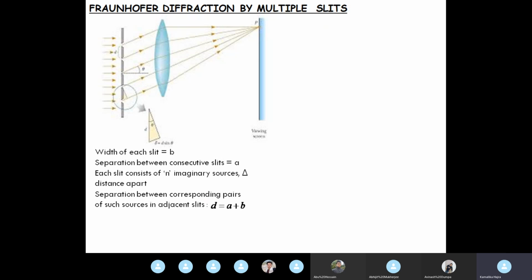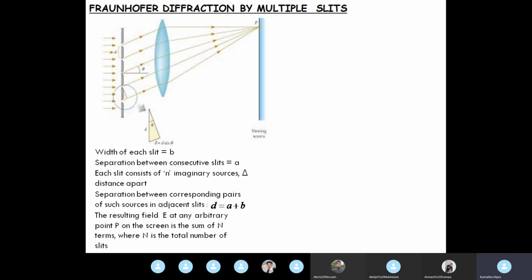Now, separation between corresponding pairs of such sources in adjacent slits is given by D equal to A plus B. I explained this to you explicitly in the double slit discussion, where we saw that if we take a corresponding pair of such points in the two slits, then the separation between those two is given by D, which is equal to A plus B. So even in this case, A plus B will be denoted by D, and D is basically the separation between any two corresponding imaginary sources in adjacent slits.